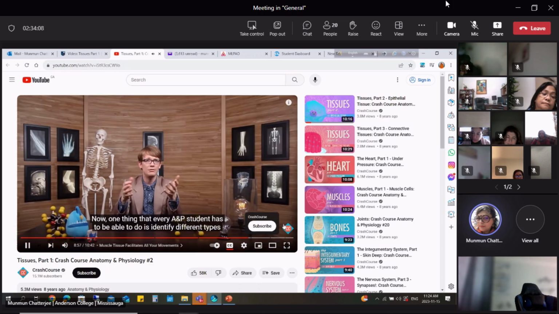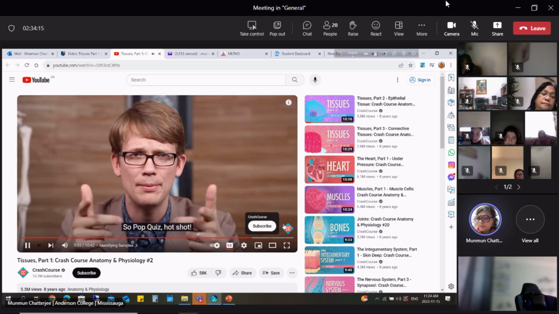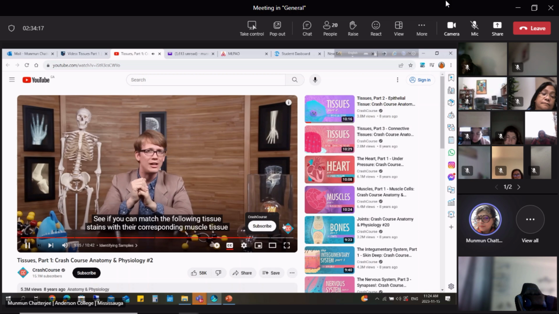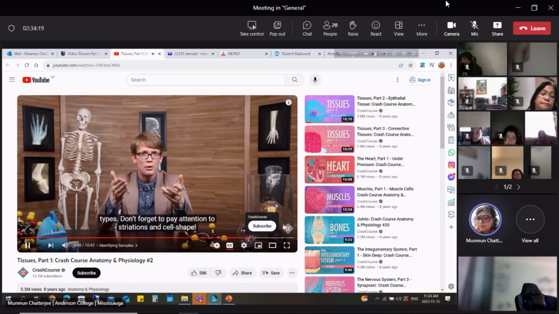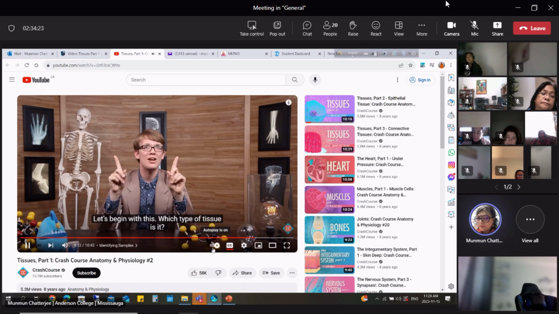Now, one thing that every A&P student has to be able to do is identify different types of muscle tissue from a stained specimen. So, pop quiz hotshot. See if you can match the following tissue stains with their corresponding muscle tissue types. Don't forget to pay attention to striations and cell shape. Let's begin with this. Which type of tissue is it?